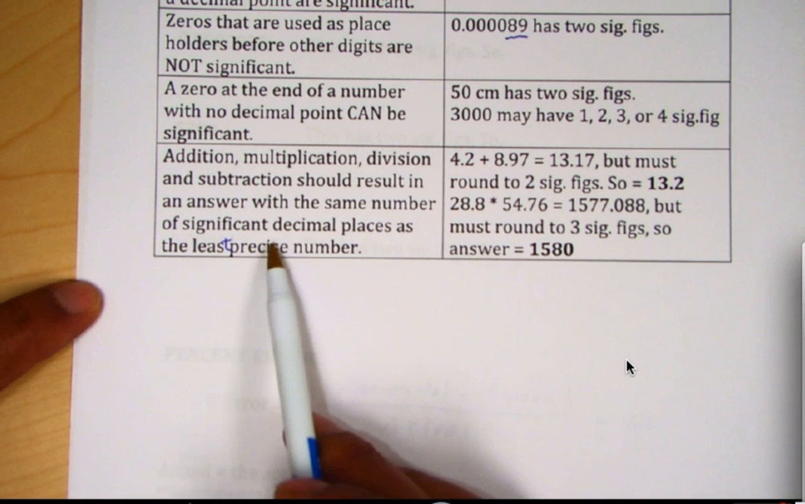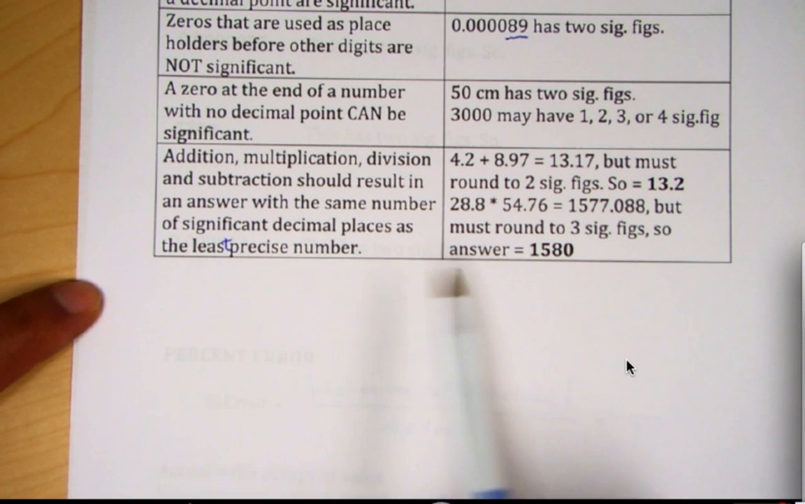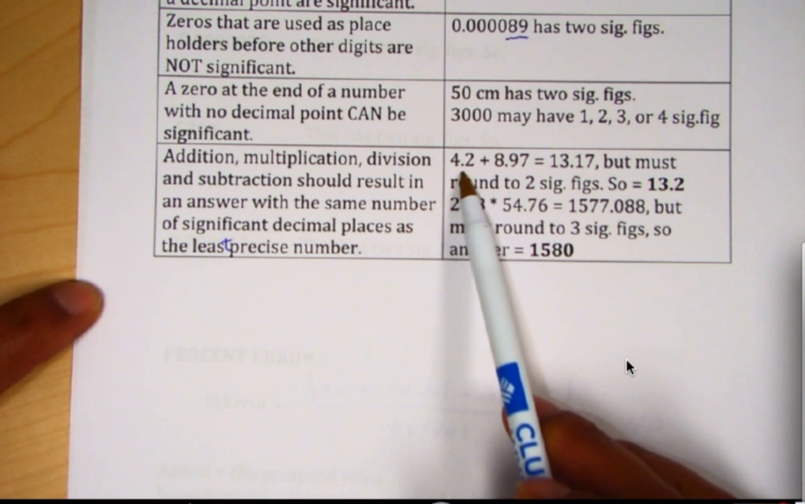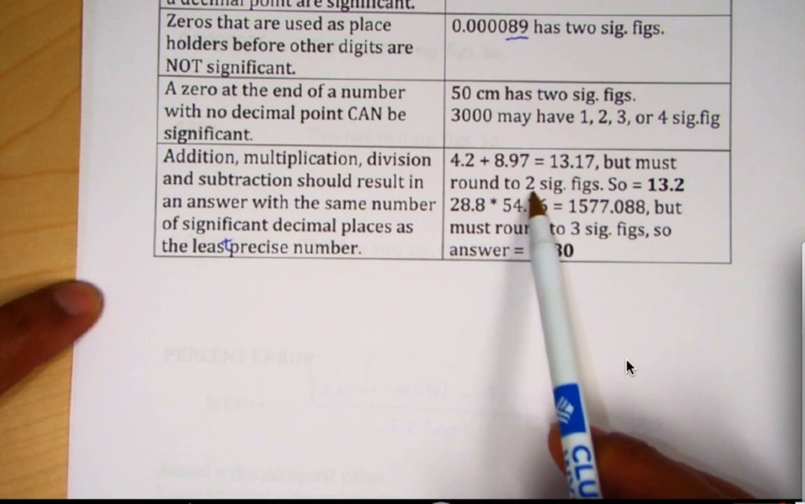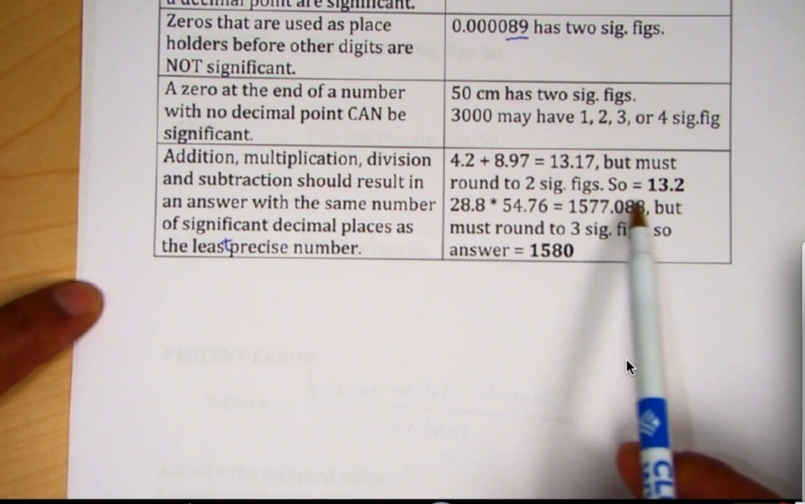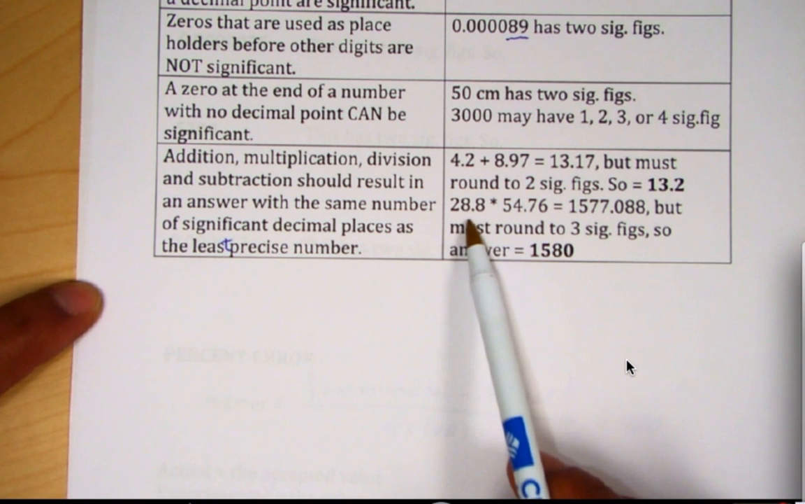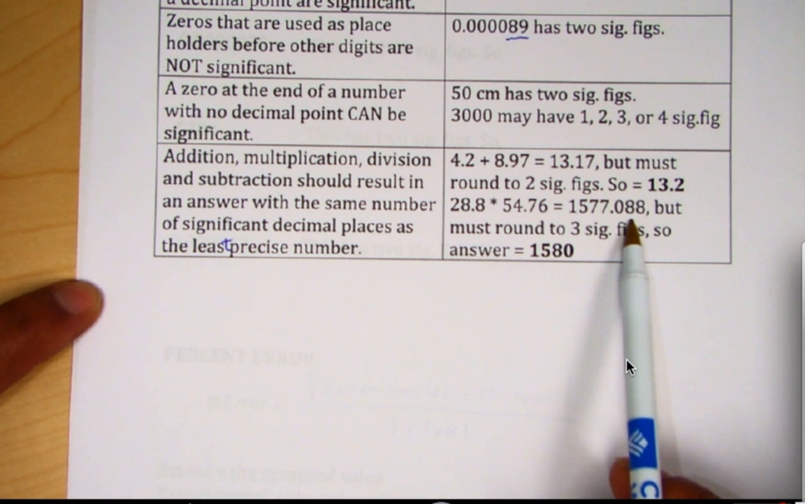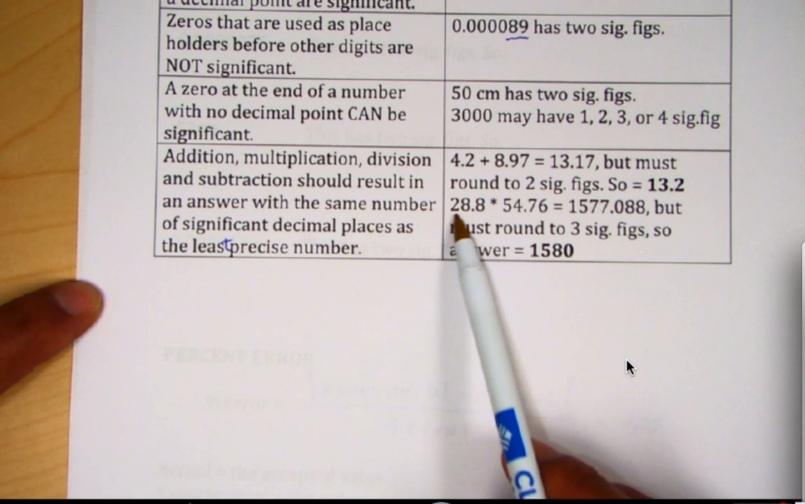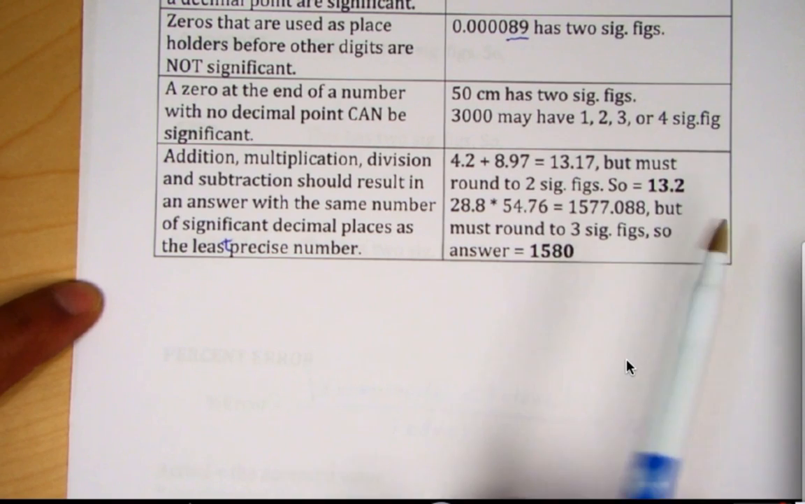And then finally, when you're adding, subtracting, dividing, or multiplying numbers, your answer will have the same number of significant decimal places as the least precise number. For example, when you add 4.2 and 8.97, your answer is 13.17, but you can only go 2 significant figures, so your answer will be 13.2, so you round this up. When you're multiplying 28.8 times 54.76, you get a big number, but you can't use it because your smallest number here has 3 significant figures. So here we'll take it to 1580. That's the closest we can get.